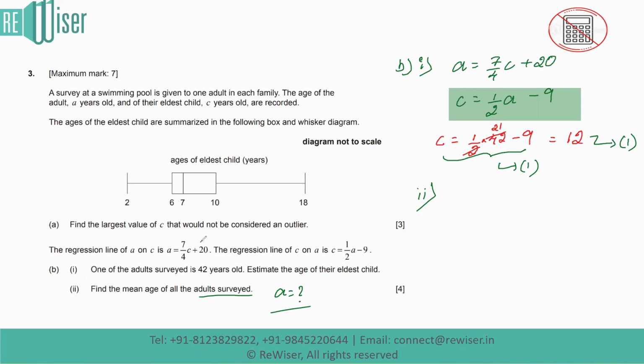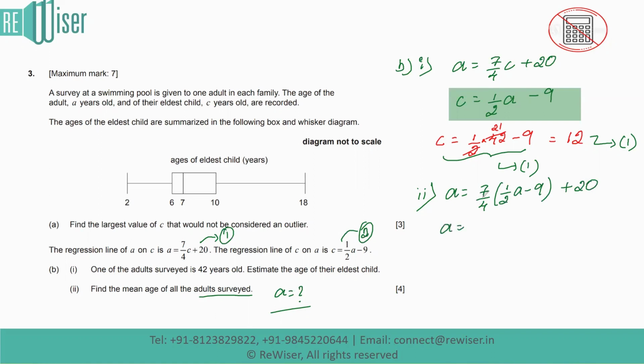I'm going to substitute equation 1 in the second equation. Sorry, I'm going to do it the other way around. I'm going to substitute equation 2 in equation 1 because we need to get the value of A. So in that case, A would be equal to 7 by 4, and in place of C, I'm going to substitute 1 by 2A minus 9 plus 20. If I solve this, we can get the value of A.